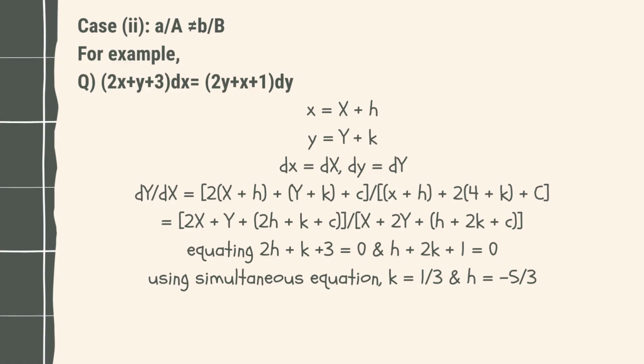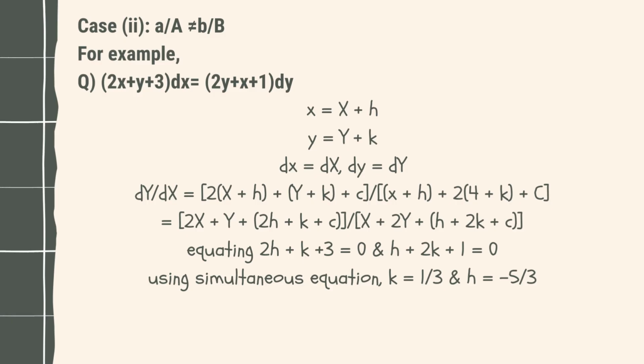Now, moving on to case 2, which is a by a is not equal to b by b. Again, I'll explain it using an example. (2x plus y plus 3) dx is equal to (2y plus x plus 1) dy. In such cases, we equate x equals to capital X plus h and y equals to capital Y plus k. Now, when differentiating this, we get dy by dx equals to (2(X plus h) plus (Y plus k) plus c) divided by ((X plus h) plus 2(Y plus k) plus c).